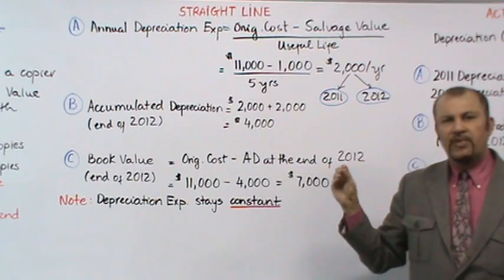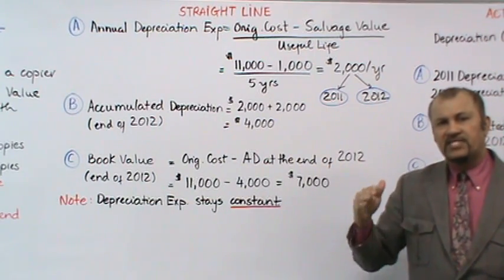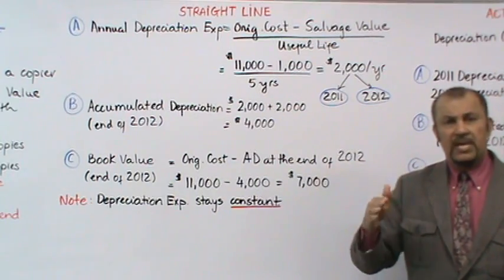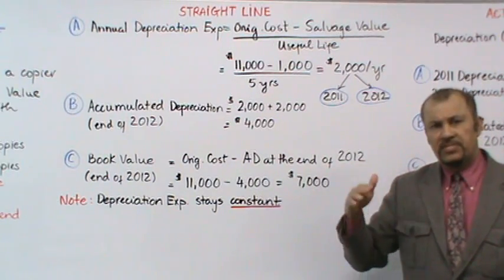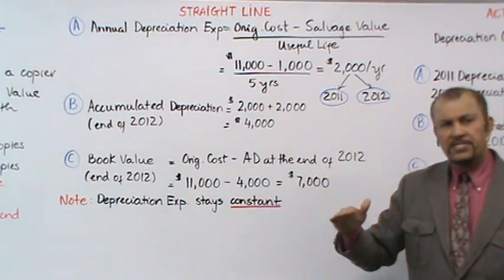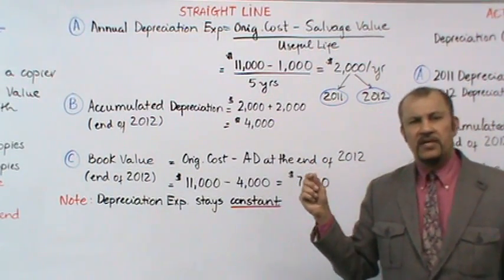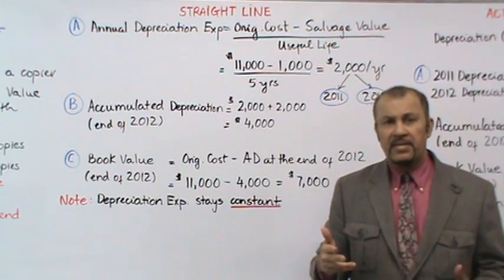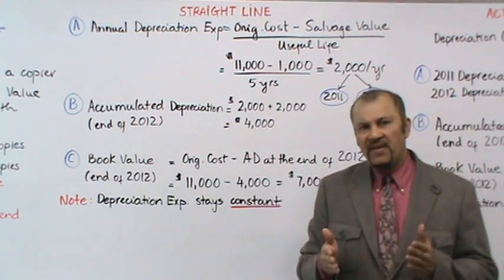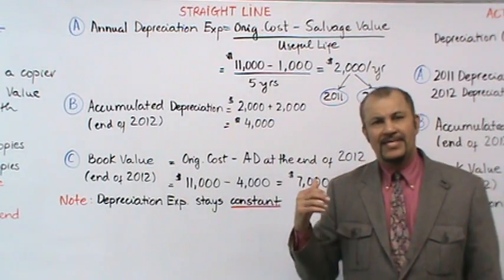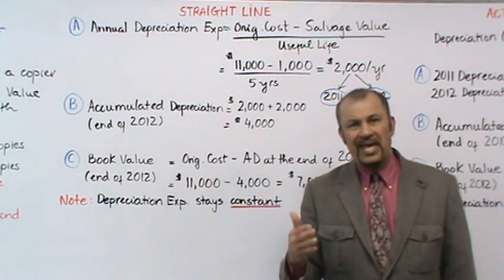In this case, $11,000 minus 1,000, which is 10,000, over 5 years, that gives us $2,000. Each year, under the straight line method, each year for the next 5 years, starting from 2011, your depreciation expense will be the same, 2,000, 2,000, 2,000, etc. The depreciation expense stays constant. Now, it's important to note here that this method is a very popular method and is widely used. However, the theoretical conceptual weakness of this method is that it does not always reflect reality.